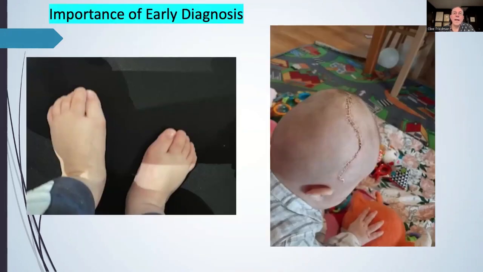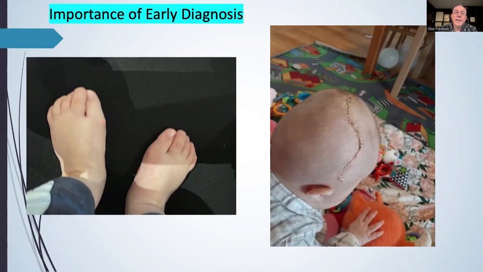Now, I think what is absolutely essential in FOP is the importance of early diagnosis. And this is a young girl from Poland, actually. She had a protuberance on her head when she was not even 1 year of age. The surgeons went ahead and biopsied it and removed it. One of the problems with FOP is as soon as you go in surgically to remove it, it comes back in spades. And so they removed it a second time.